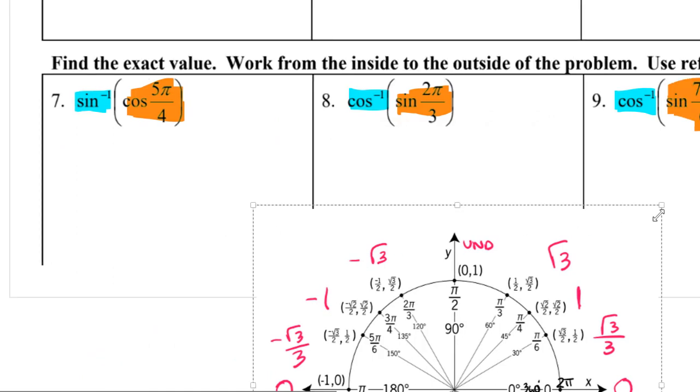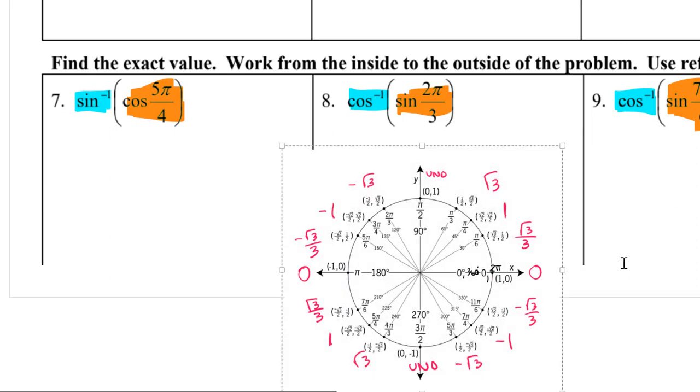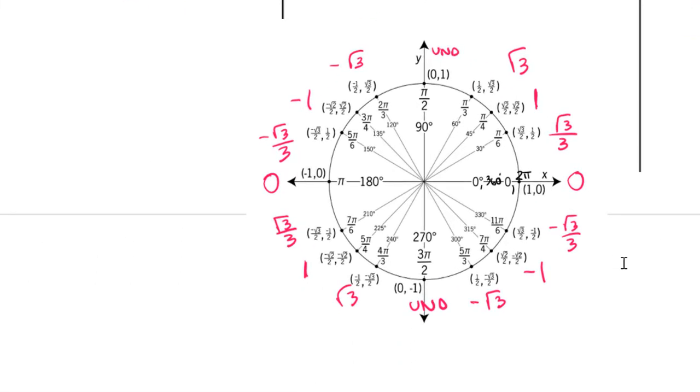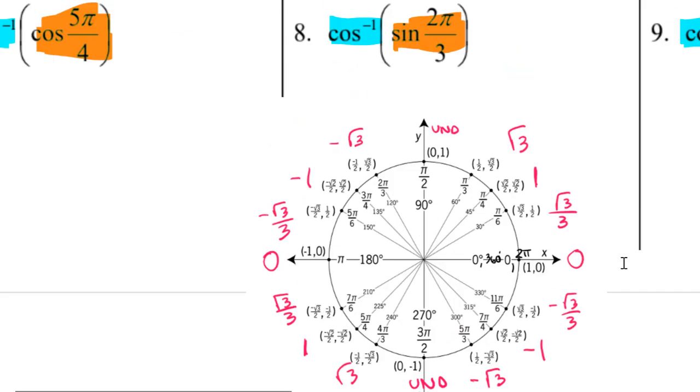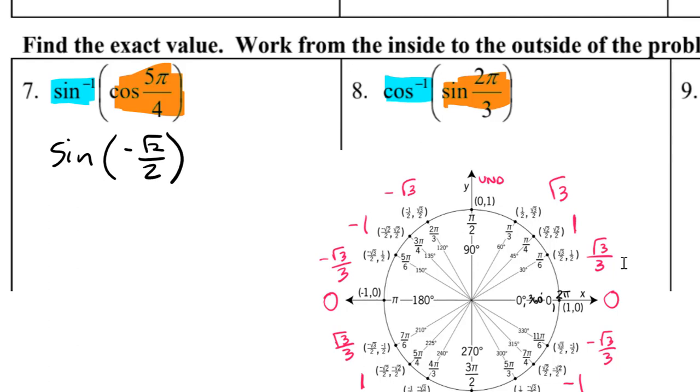So check this out, right? The inside function on number 4, so let's bring that to light. Cosine of 5 pi over 4. All right, so we go to the unit circle. 5 pi over 4, the cosine is going to be the x-coordinate, which is negative root 2/2. So now we're going to have arc sine of negative root 2/2. That's going to be my angle.